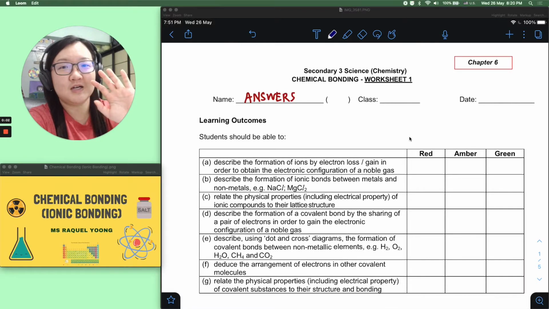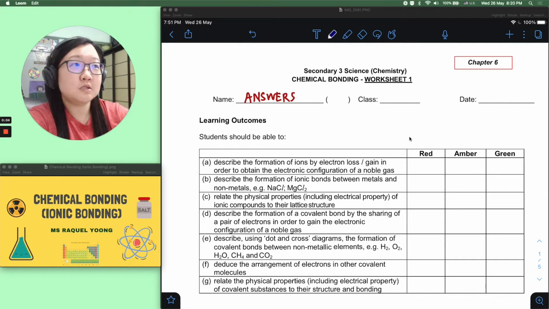Hi students. In today's lesson, we will be going through the answers for Chemical Bonding Worksheet 1. And in this worksheet, we will be focusing on ionic bonding. So let's begin the lesson.